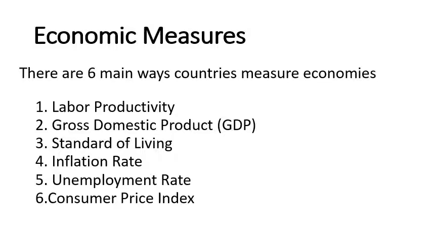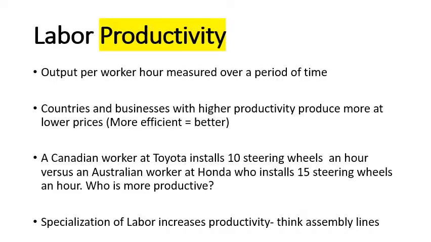So in this lesson, we're going to be taking a look at 6 main ways of measuring an economy. Okay? Now, by no means is this comprehensive or every single way of measuring an economy, but these are the 6 that we're going to take a look at. Labor productivity, gross domestic product, or GDP is what it's more commonly called, standard of living, inflation rate, unemployment rate, and consumer price index.